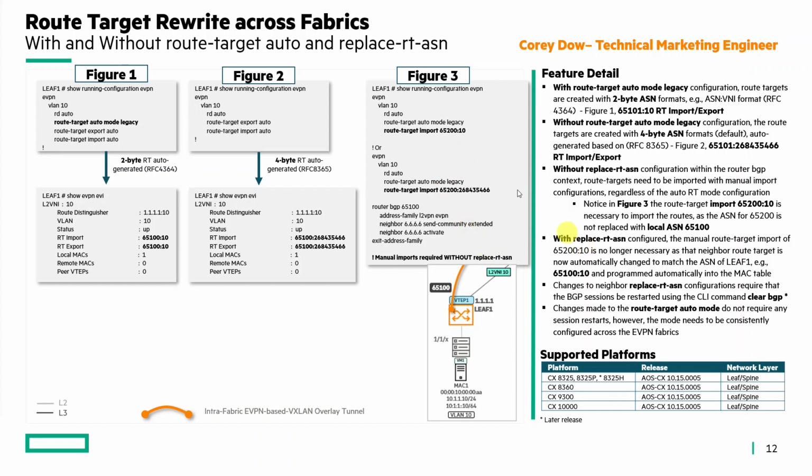So changes to both of these feature configurations. The replace RT ASN configurations do require that the BGP sessions get restarted using the clear BGP star command. However, changes made to the route target auto mode command don't require any session restarts. However, the mode needs to be consistently configured across the EVPN fabrics.